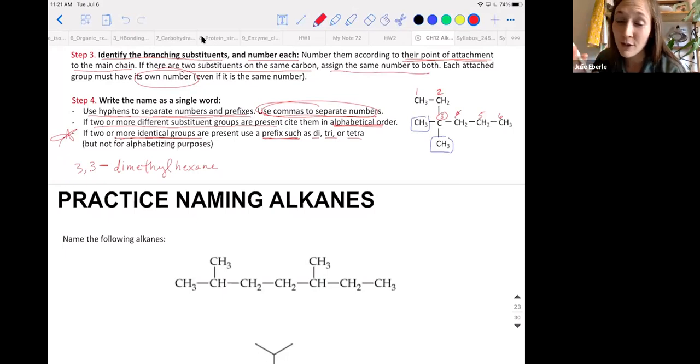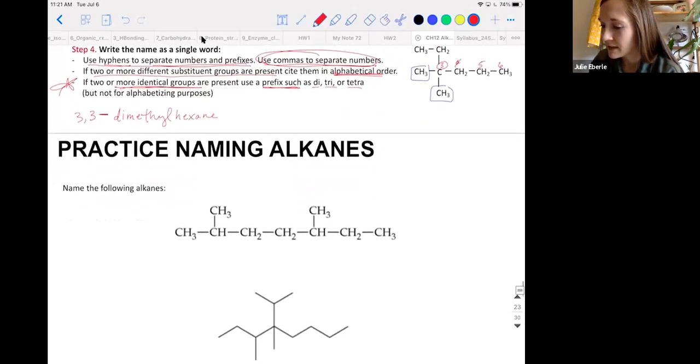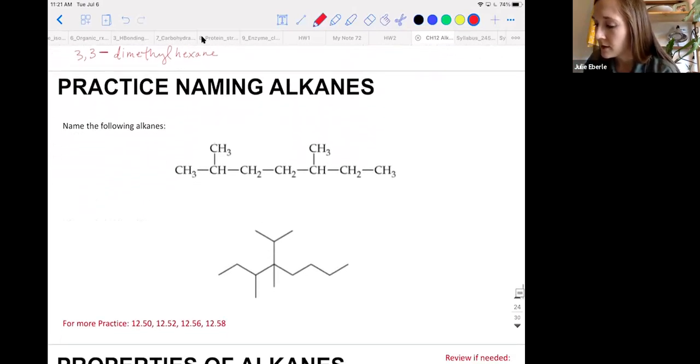You will get more comfortable with this. It's a lot of rules, okay? And it'll kind of become like a little puzzle. We're going to do some more practice, but it's a lot at first to take in. I want to name this next one.